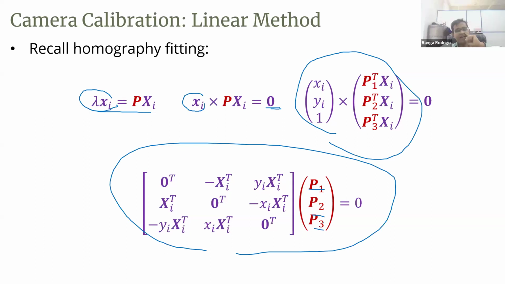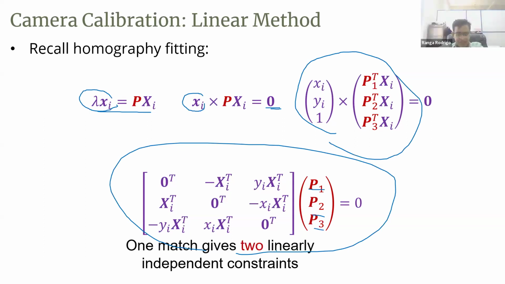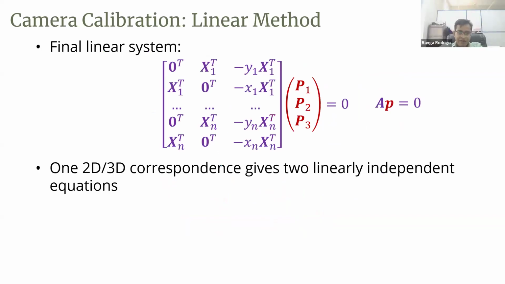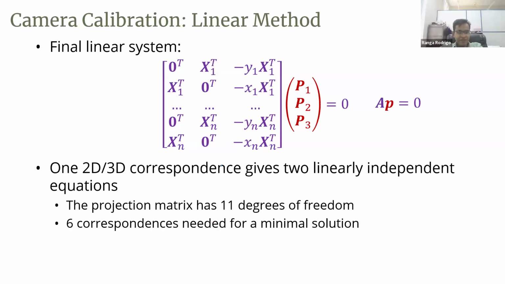In each of these P1s, there are four numbers. So one match gives two linearly independent constraints. So there are so many point matches. So the final linear system is this. It's like AP equals 0. Each 2D-3D correspondence gives two linearly independent equations.